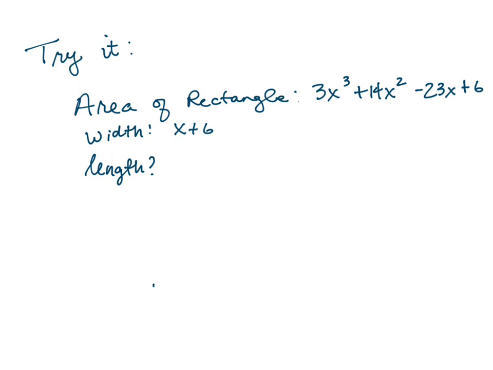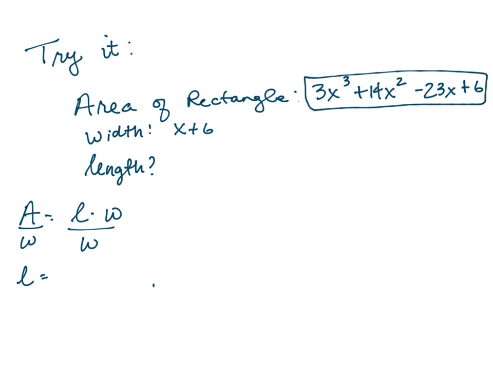What is the length? So how do you find the length? Right? So area is length times width. If we divide by the width on both sides, we'll get the length. So we're going to take our area function, which is this cubic polynomial, and divide it by this linear function, the width. Is that 14? Yes, 14x squared. So you do it and I'll do it, and we'll see if we get the same answers.